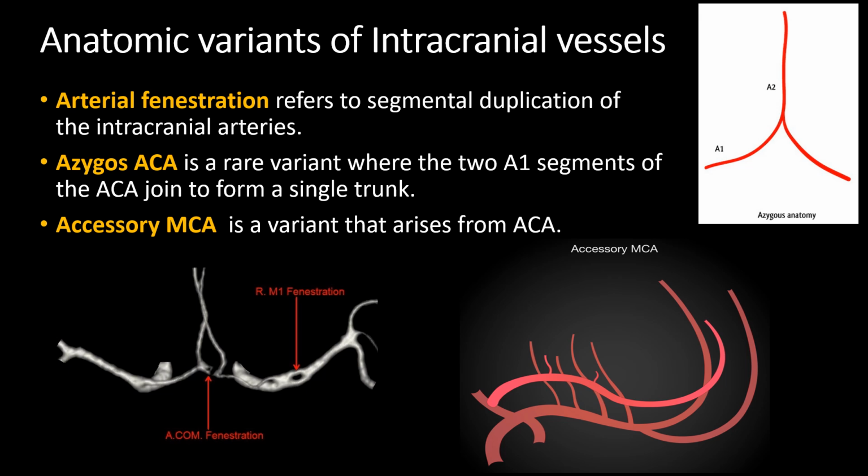Then the accessory MCA, which is a variant which arises from the anterior cerebral artery. Here is an image showing the internal carotid artery dividing into the ACA and MCA. This is the posterior communicating artery. Accessory MCA is termed when it arises from the ACA, whereas duplicated MCA is termed when it arises from the ICA.